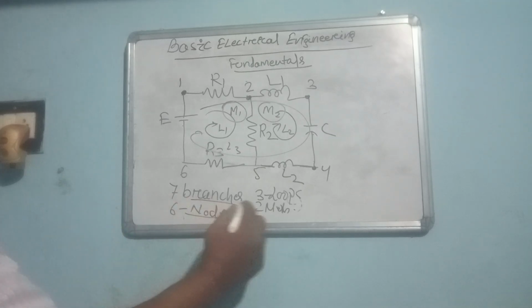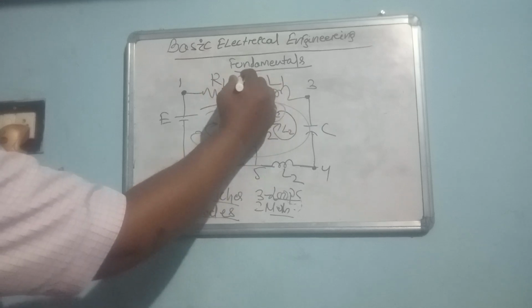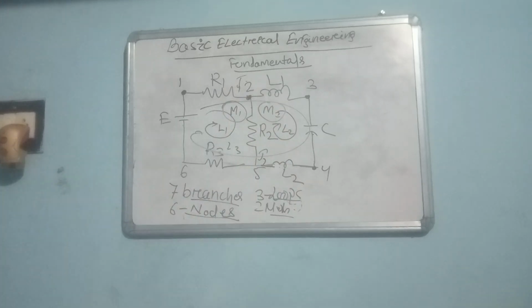This is one example of differentiating nodes, branches, loops, and meshes. And this may be a junction. This may be junction 1, and this is junction 2.